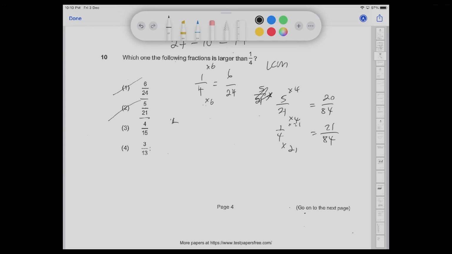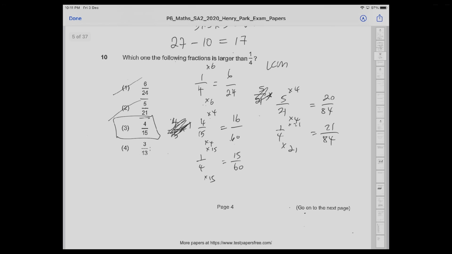Again we want to take the LCM. What is the LCM of 15 and 4? You just times 4 both sides. So 60, 60. 1 out of 4 times 15, times 15, that will give you 15 out of 60. Here 16 out of 60 is larger than 15 out of 60. We know this is the answer already, but let's just go and prove why number 4 is wrong.